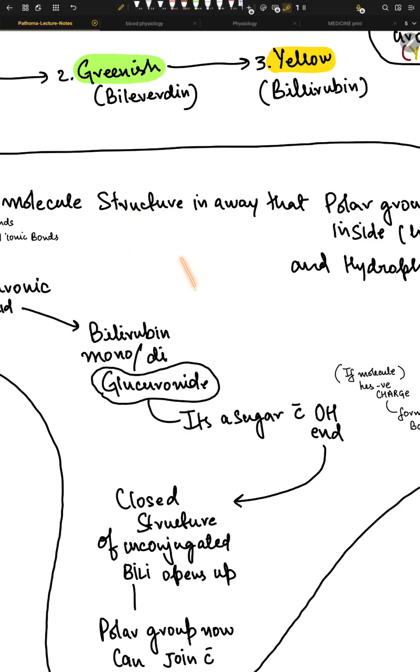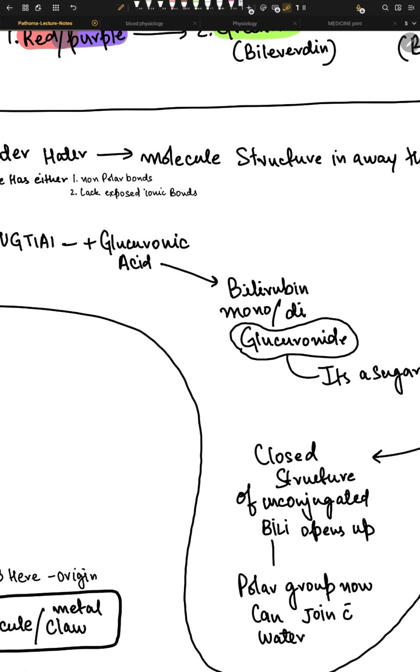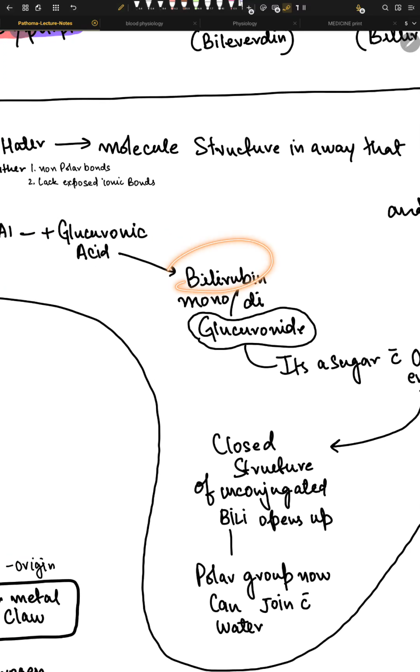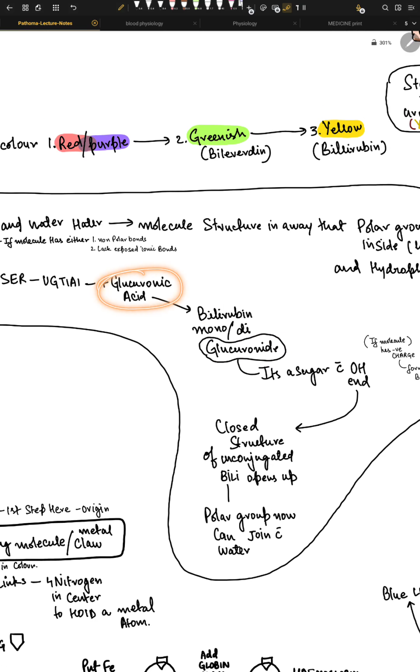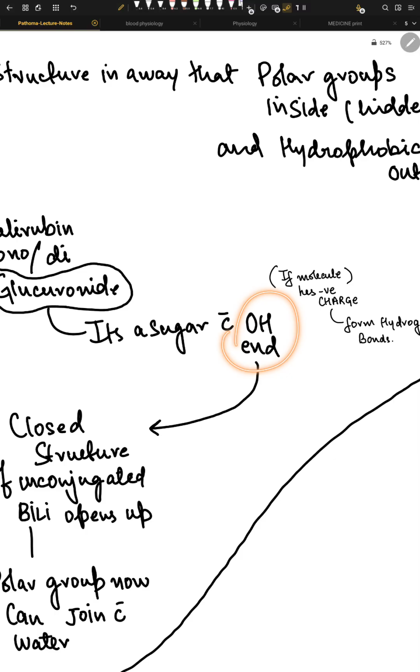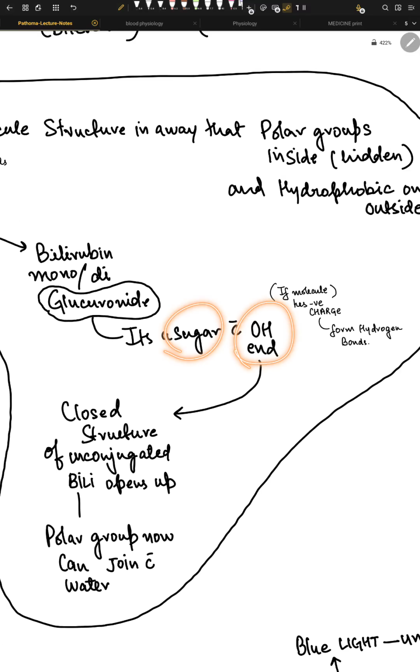What are protons? Protons are these H-positive ions that are free to cause havoc, or maybe free to cause destruction. So once we add this glucuronic acid, the bilirubin becomes a monoglucuronide, or it can become a diglucuronide. Now this glucuronide is in nature a sugar, and after adding this acid, it has an OH end to it. So it's a sugar with an OH end.